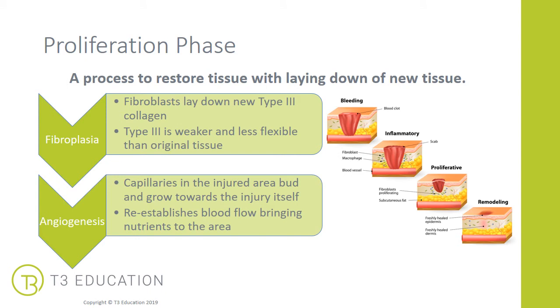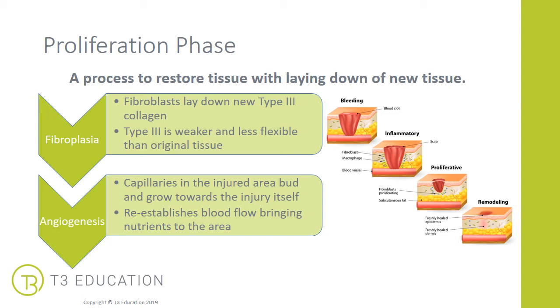The proliferation phase. This process is all about restoring tissue with the laying down of brand new tissue. And it goes through 2 stages during this process. The first one is fibroplasia, and this is where the fibroblasts lay down new type 3 collagen. Fibroblasts are connective tissue cells that create new collagen, so they create type 3 after an injury. We'll talk about collagen in a few slides' time, but just to mention that type 3 collagen is a lot weaker and less flexible than the original tissue. But it's the first process to restoring that tissue.